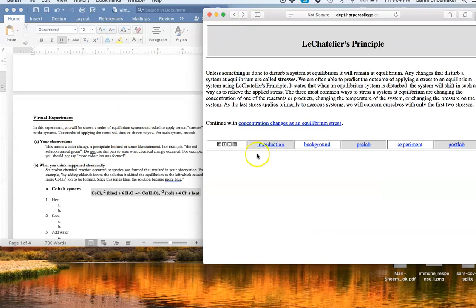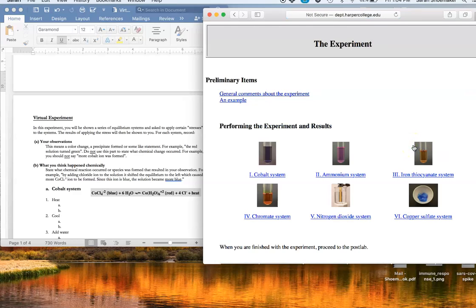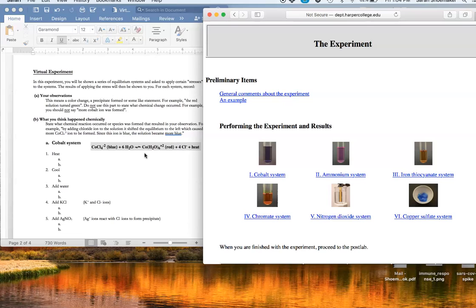And then the virtual experiment itself. So that will be here at this link under experiment. There are 6 different experiments that it's going to walk you through. It's basically 6 different chemical reactions where the reaction is provided and then different things are done to manipulate the reaction in order to shift the equilibrium either forward or reverse. And you can see that equilibrium shift because it results in a physical change or a color change. So let's just walk through the first one together.